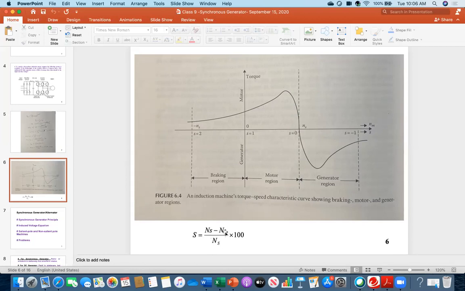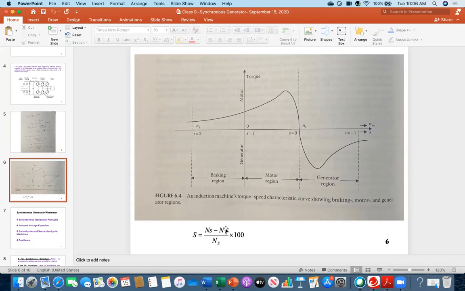And then again, for example, I mentioned a wind generator system. With the shaft of the induction machine, you add a wind turbine or some auxiliary means that increases nr. This means nr is getting greater than ns.